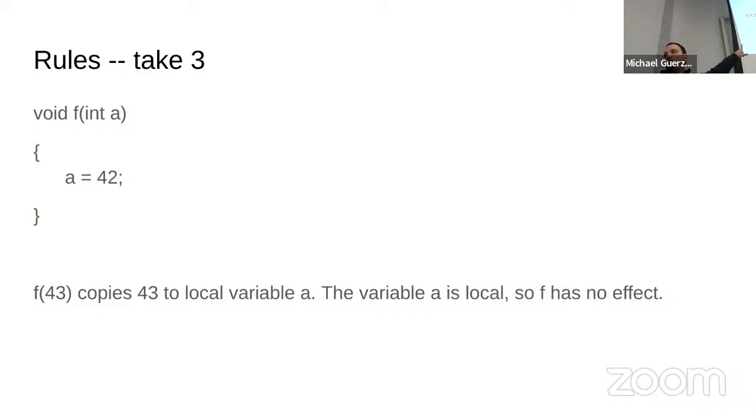The reason I put a 43 there rather than a variable name is that nobody would think that you're modifying the number 43 when you say a equals 42. 43 is still 43. It works exactly the same way if the argument is not a literal. 43 is a literal because we're inputting data directly into the program. If it's a variable, it's the same. It doesn't matter, you're just sending the value, you're not sending the actual variable. So 43 is going to get copied into a, and then the local variable a becomes 42. It's local, calling f has no effect. Make sense?